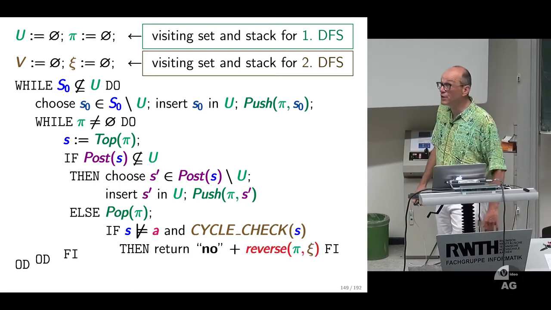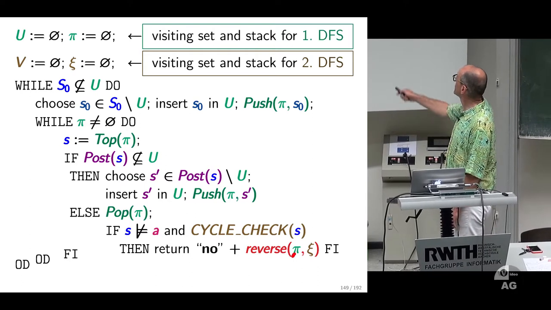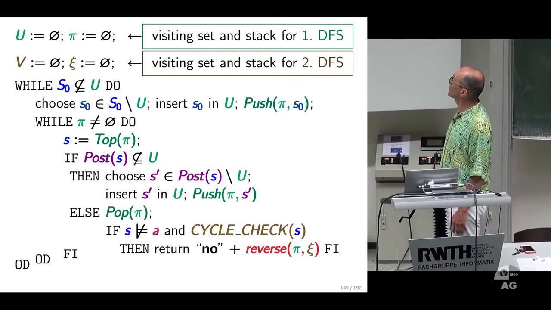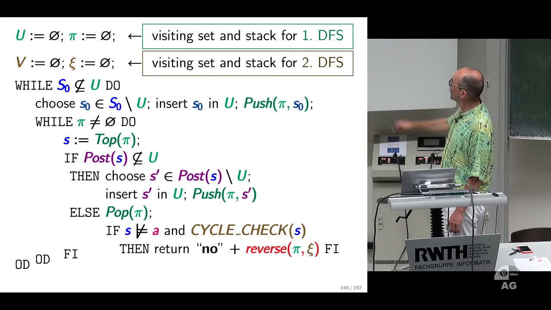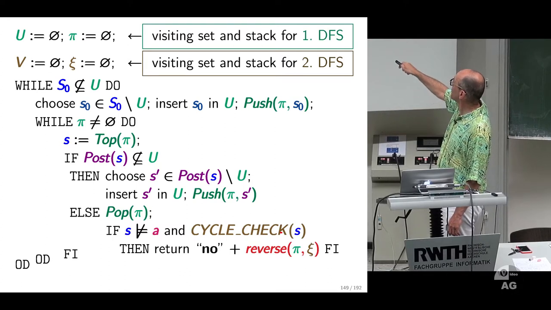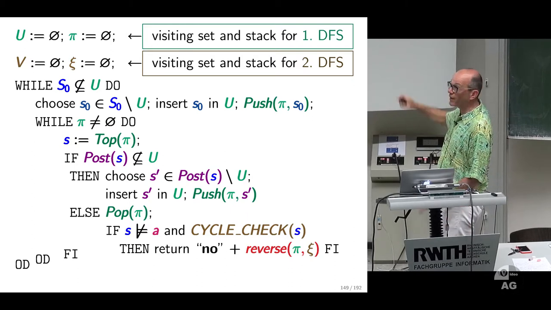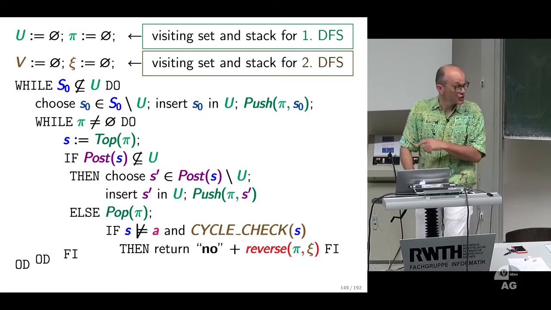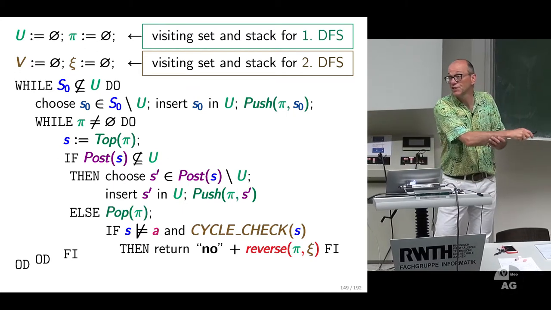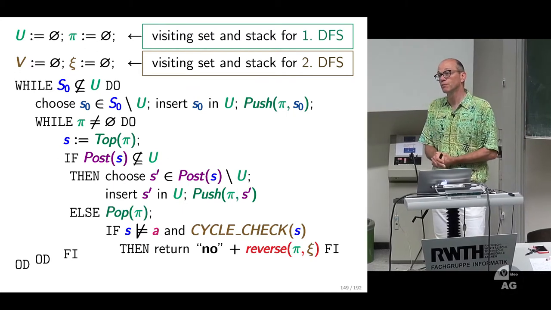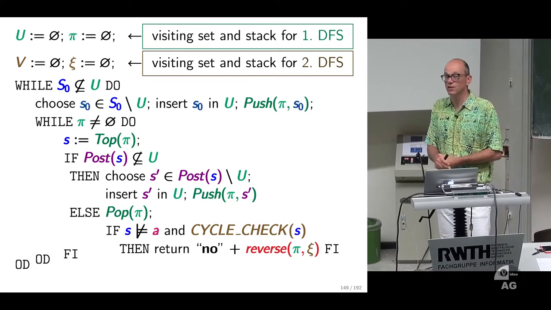Good. What is now the counterexample? You take the stack pi, which is this stack in this depth first search. Within the body of cycle check, we're going to use this stack psi, and what you do is you basically concatenate them and reverse the order. You reverse the order because, as you see, I have to read the stack from bottom to top, not from top to bottom. That's what the reverse does.